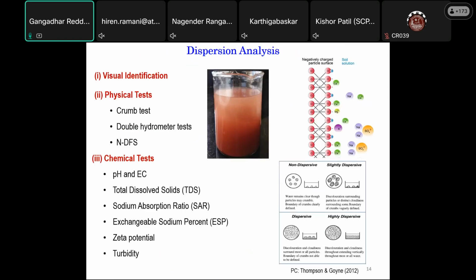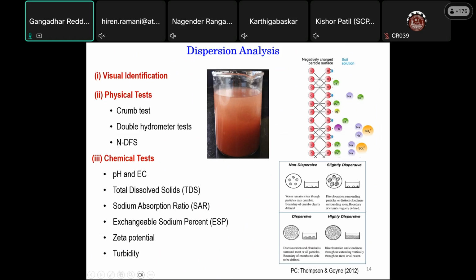As I was talking about dispersion, we have classified it based on different testing. One is visual identification, which is basically a qualitative test, not a quantitative one. Some ASTM standards have provisions to classify what kind of dispersion the soil has. There are also ASTM standards for the double hydrometer test, which is similar to the hydrometer test. In the double hydrometer, what we do, I may have a slide I will show you further.